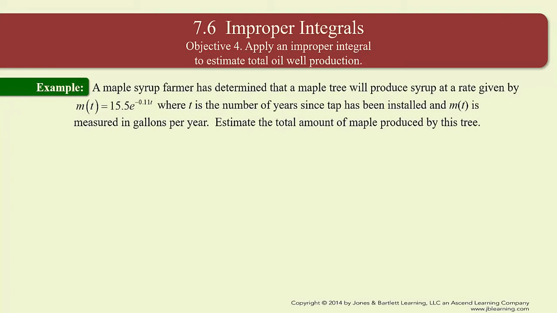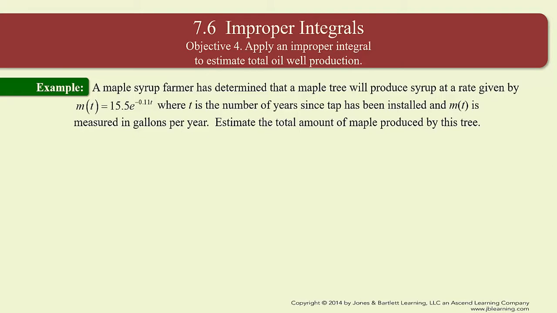So even though Objective 4 says we're going to estimate total oil well production, we're not looking at an oil well here. We're looking at a maple syrup farmer. We get maple syrup from a maple tree, and a maple syrup farmer has determined that a maple tree will produce syrup at a rate given by m of t equals 15.5 e to the negative 0.11 t. So that's a rate function. t is the number of years since the tap has been installed on the tree, and m of t is measured in gallons per year. Estimate the total amount of maple produced by this tree.